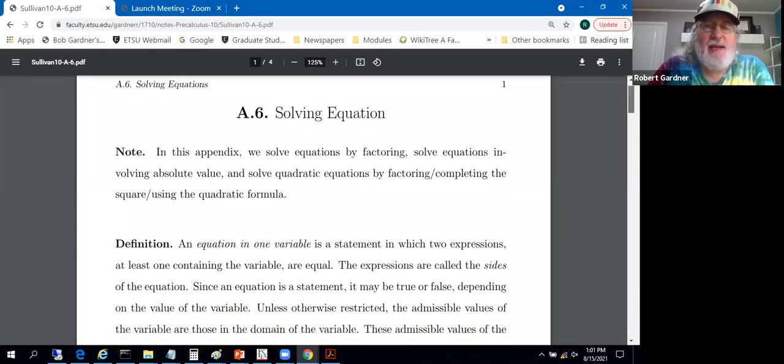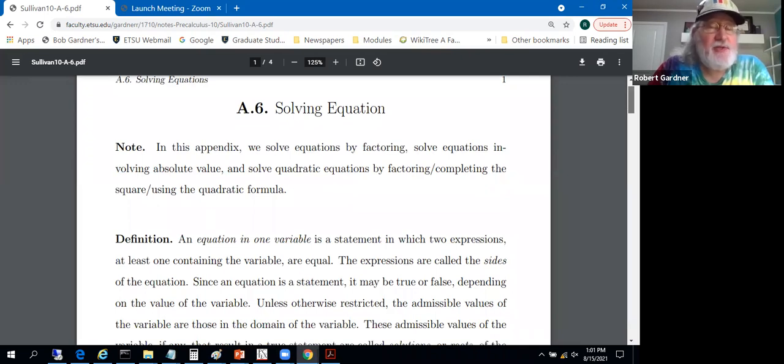All right, so the plan is, as the section title suggests, to solve equations. We'll go through various techniques and manipulations we can do to solve equations and give you some warnings along the way, some things that can go wrong and hence are to be avoided. So we'll solve equations by factoring, solve equations involving absolute values, and solve quadratic equations by factoring, completing the square, and using the quadratic formula.